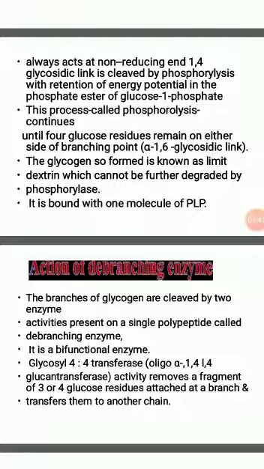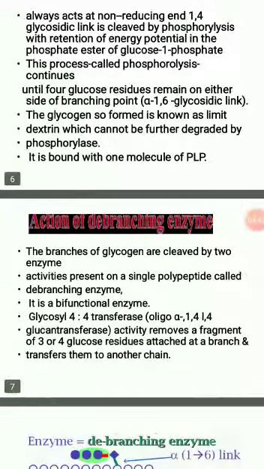So the next enzyme comes into the picture, that is the debranching enzyme. What does it do? The branches of the glycogen are cleaved by two enzyme activities, and these two enzyme activities are present on a single polypeptide chain. So this debranching enzyme is a bifunctional enzyme.